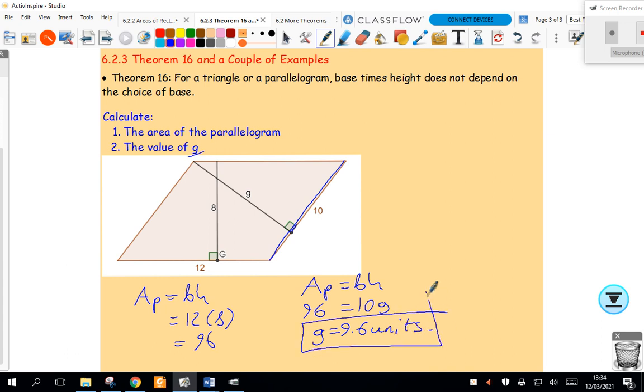So base times height does not depend on the choice of base. Okay? So they're important things. 6.2 in your textbooks at this stage. You should be able to complete pretty much everything in there. Okay.